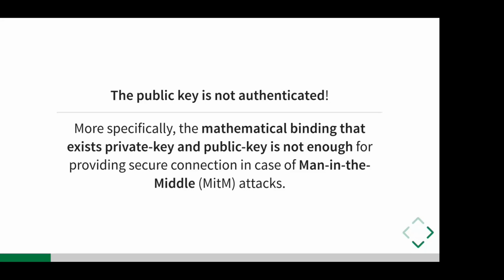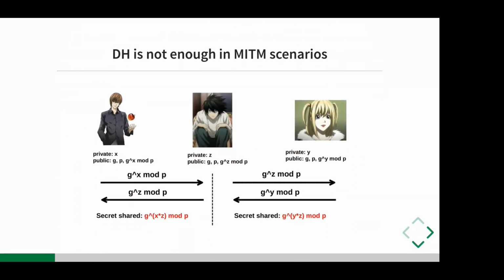But the binding between the public key and the owner of that public key is not mathematical. It has nothing to do with mathematics. It is something that belongs to the real world. This means that the binding between the private and public key is not enough in specific cases of man-in-the-middle attacks. So, for example, this is Diffie-Hellman under a man-in-the-middle attack.